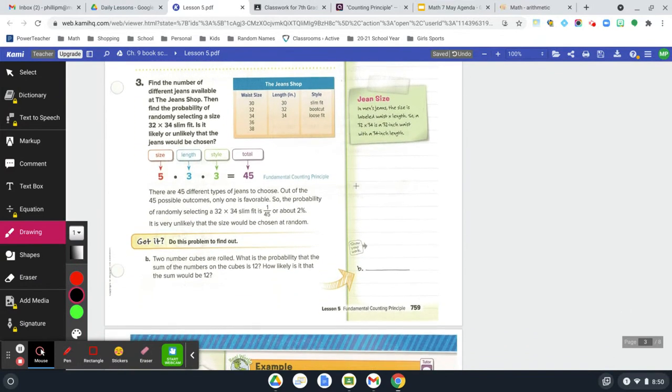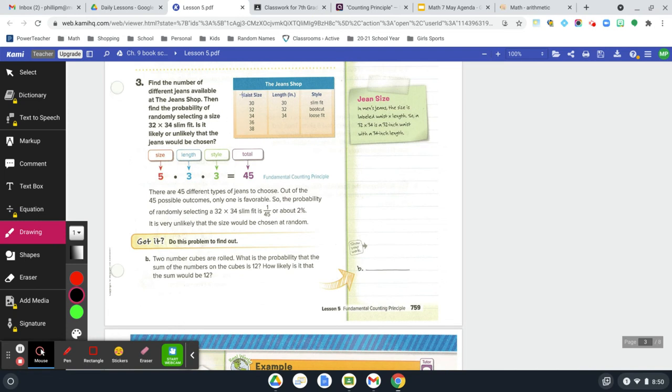So on the next page on 759, this story here says find the number of different jeans available at the jeans shop. Then find the probability of randomly selecting a size 32 by 34 slim fit. Is it likely or unlikely that the jeans would be chosen? So if you look at this table, you have quite a bit of information. And so it almost seems that if you were to draw the tree diagram, it might start to get a little too big, which is fine. Then let's use the counting principle. Let's make it easier on yourself.